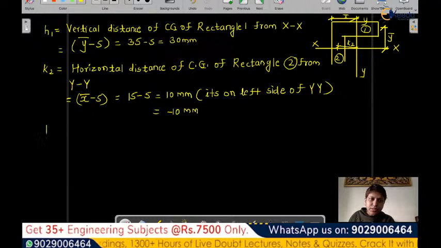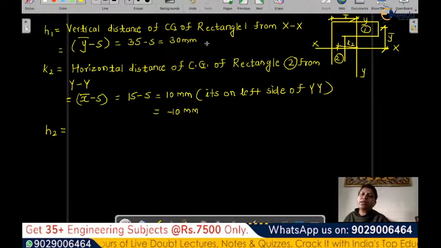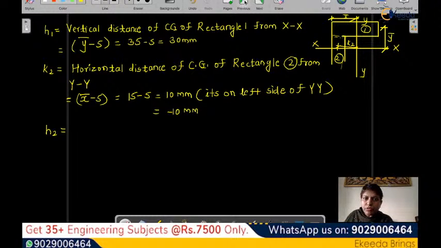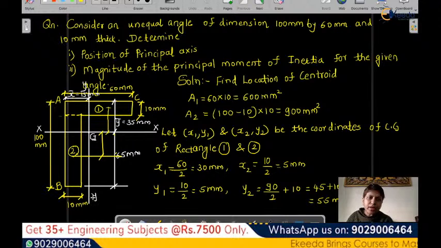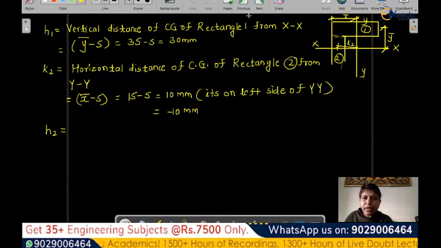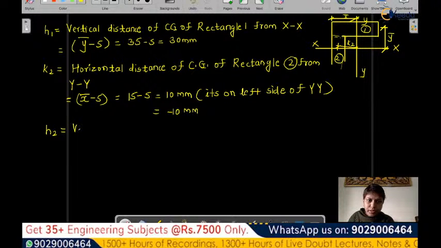Now let's see the H2 distance. Like before, this is also a vertical distance, of the CG of rectangle 2 from the x axis. Rectangle 2 starts from here, right? Just for reference, I am showing you the first diagram. The actual diagram is this. So this is our rectangle 2. The vertical distance of the center of gravity of rectangle 2 from the x axis goes down, so this answer we also have to consider as negative. Let's see how much H2 we get.